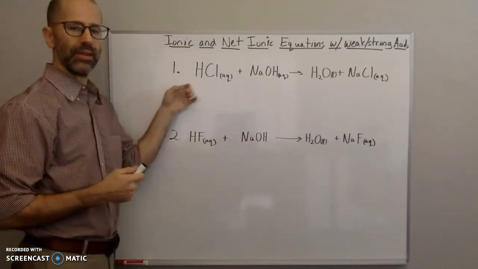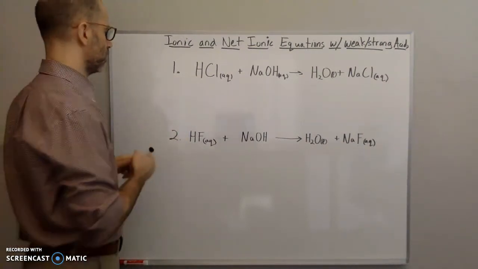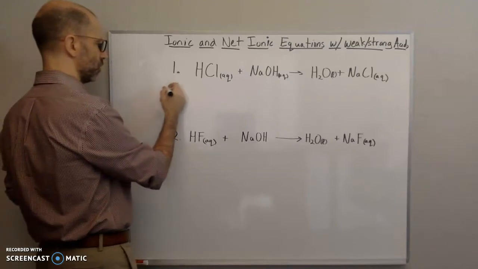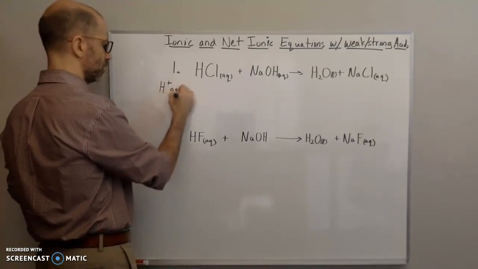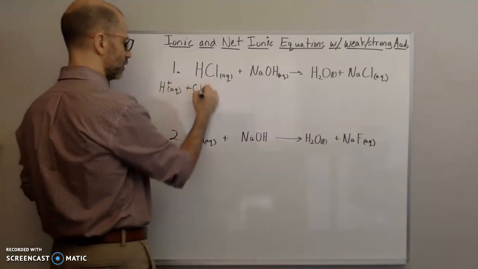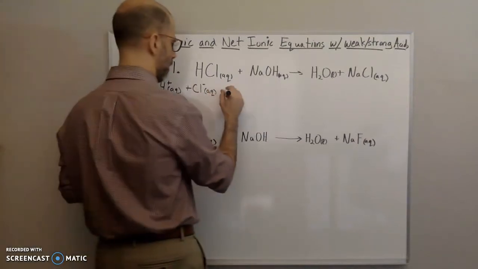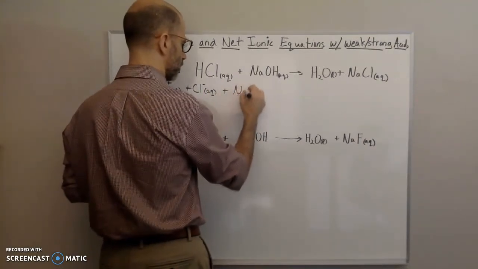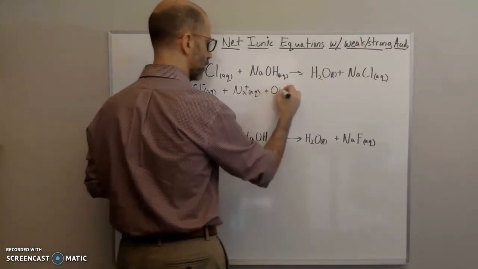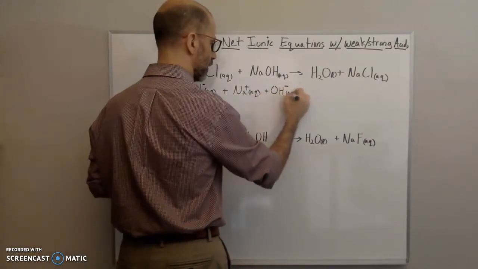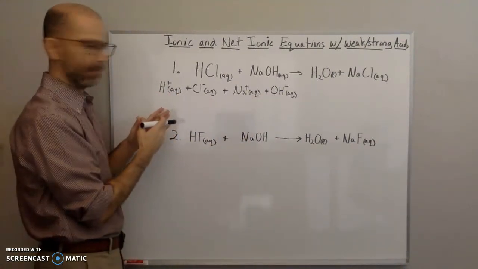And so when we write the complete ionic equation, these are going to be separated. If we write the complete ionic equation, it will look like this. You have your H plus aqueous plus your Cl minus aqueous, so that's separated, plus your Na plus aqueous plus your hydroxide ion aqueous. So your reactants are completely dissociated in water, right?